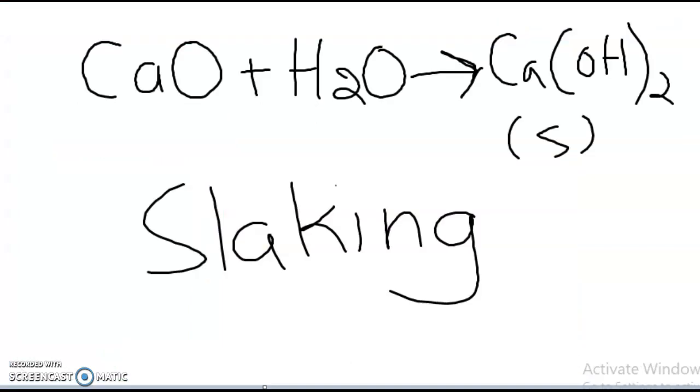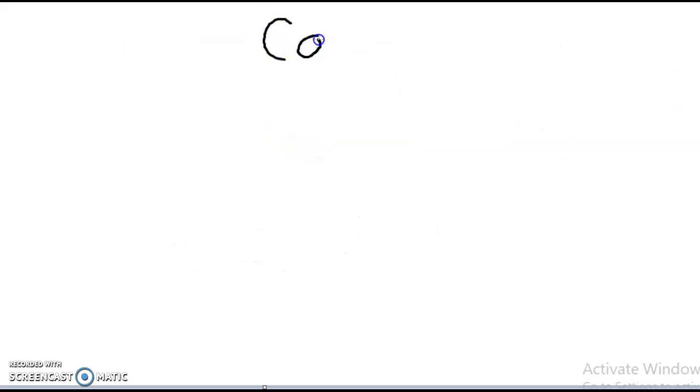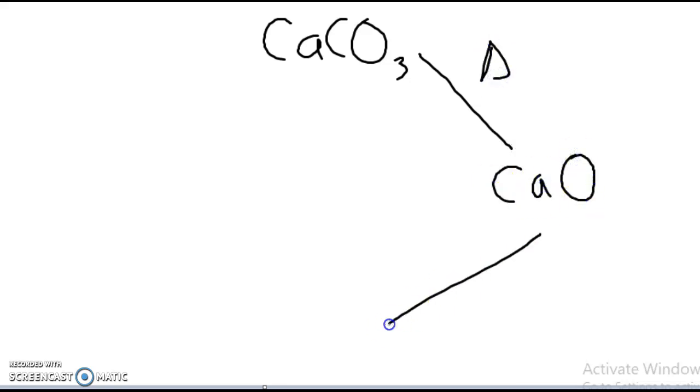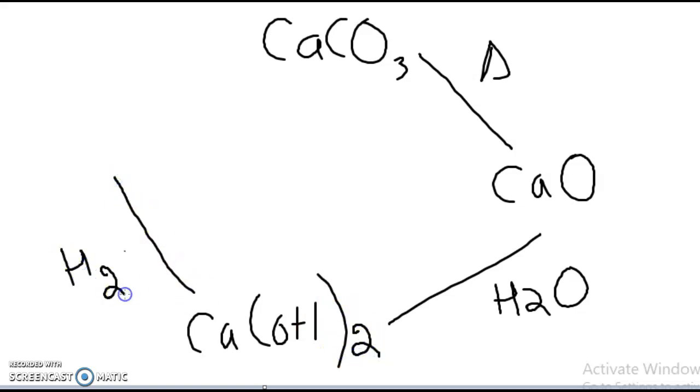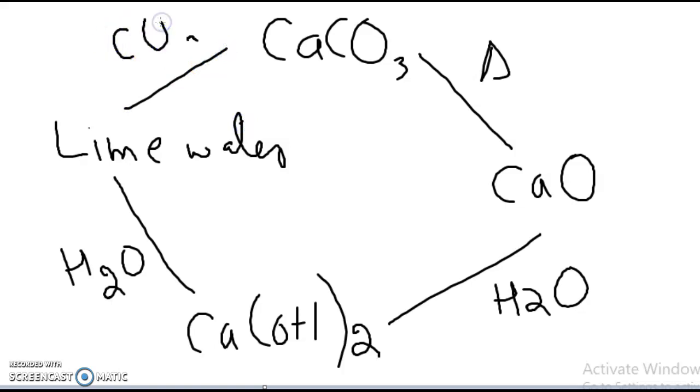We can also say that calcium carbonate, if you heat it, you will get calcium oxide. Calcium oxide, if you add water, you will get calcium hydroxide. This calcium hydroxide, if you add more water, you will get lime water. And this lime water, when you pass carbon dioxide, again you will get calcium carbonate. So this is all about the limestone cycle.